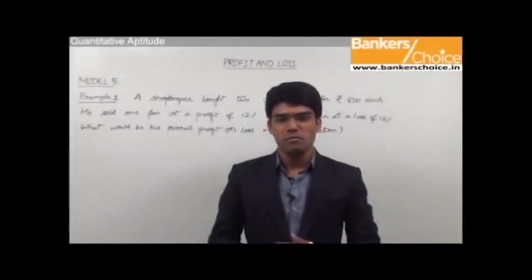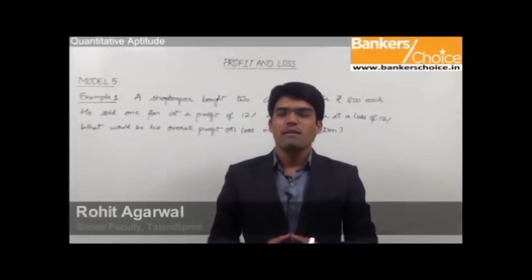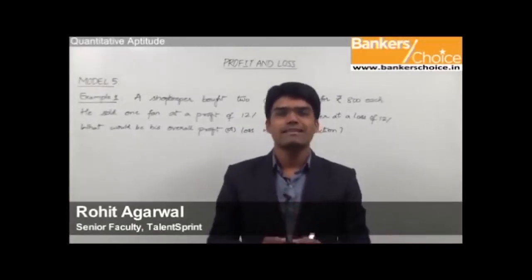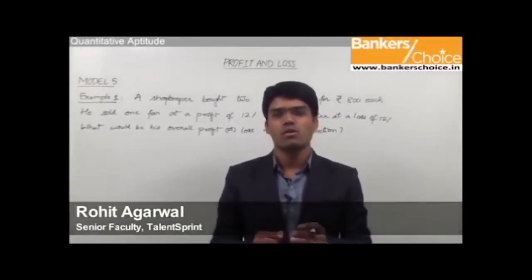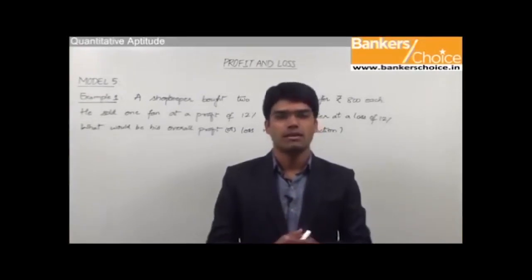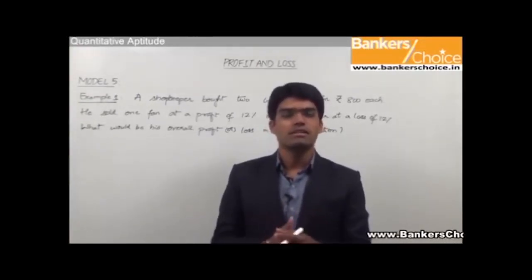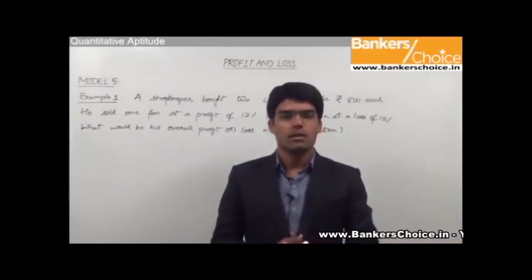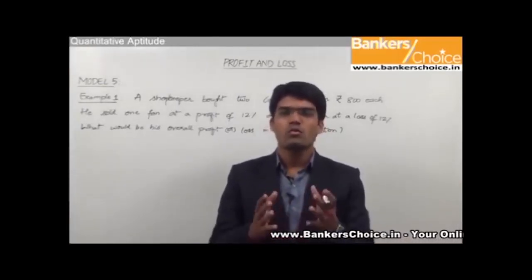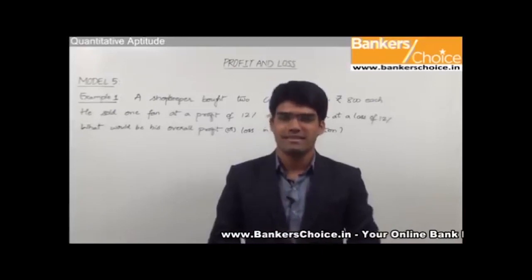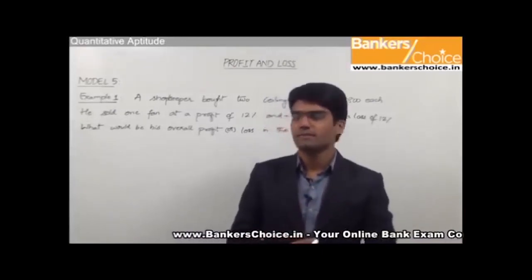Let us now take the fifth model from profit and loss, where we have a set of questions where either the selling price of two articles or the cost price of the two articles are equal, and also the profit percentage and the loss percentage made on each of these articles are equal, and we are supposed to find out what would be the overall profit or loss percentage. Let us look at the first example.